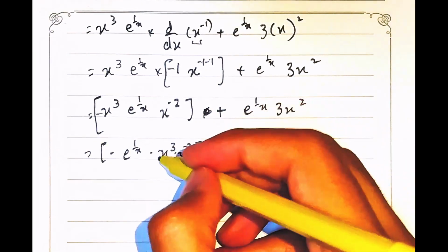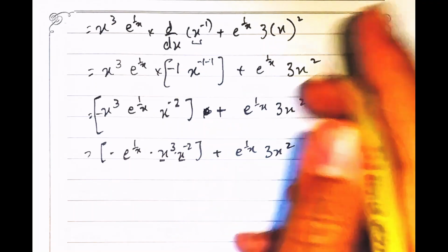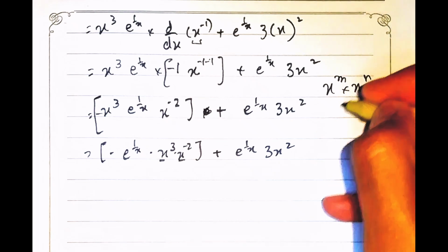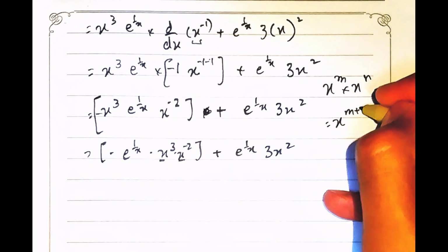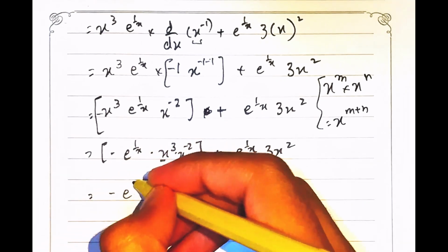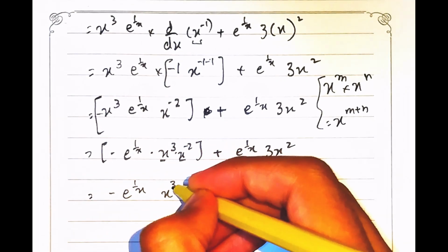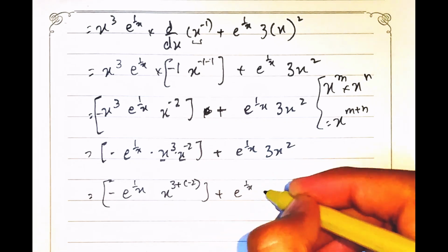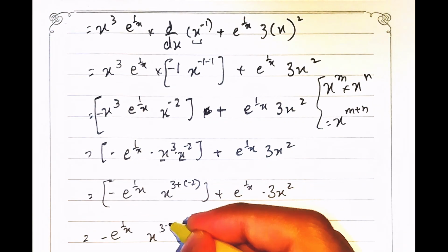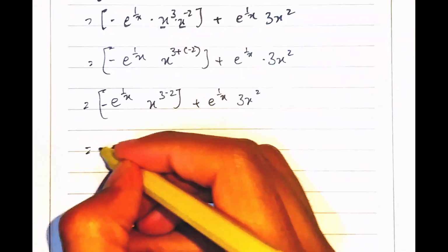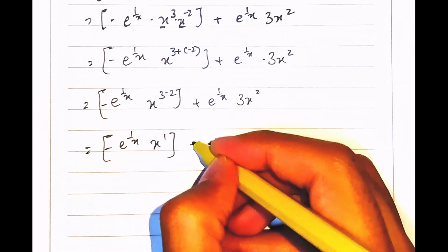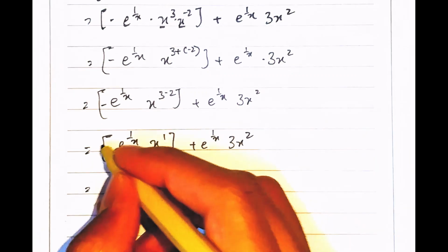Now you can see this x and this x are matching, so the bases are the same. When the bases are the same, x^m times x^n can be written as x^(m+n). When the bases are the same, the powers are added. So I can write negative e^(1/x) x^(3 + (−2)). So we have negative e^(1/x) x^(3−2), which is x^1. Let me just remove the bracket.